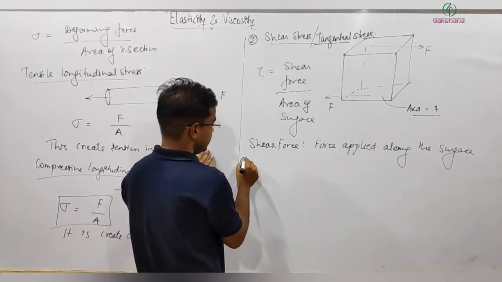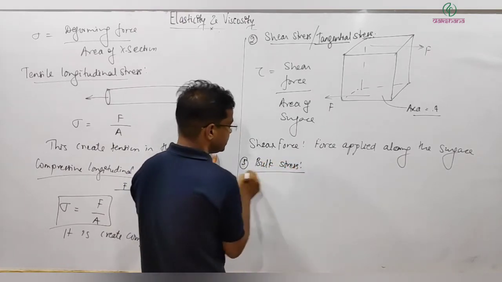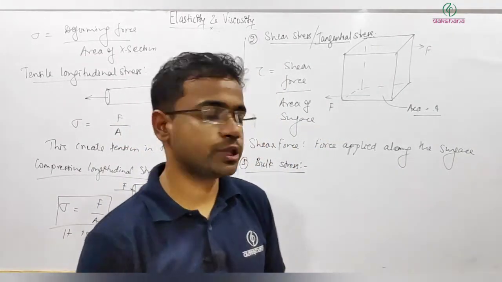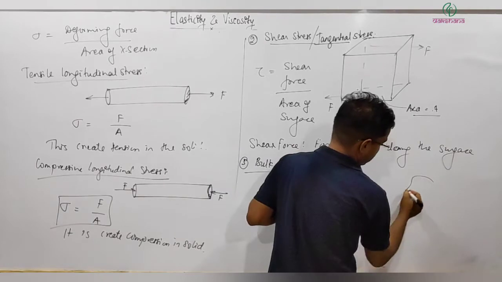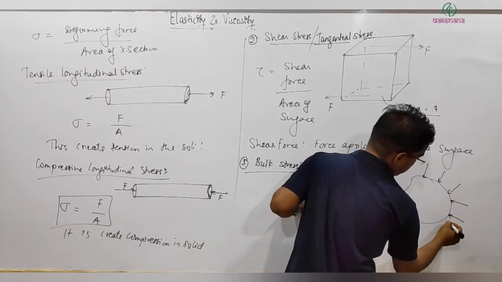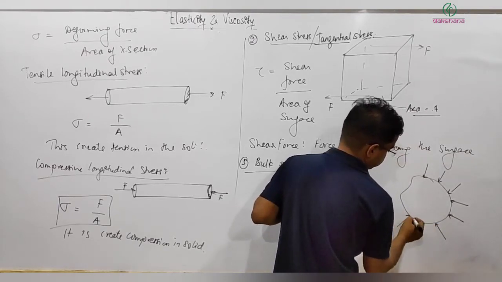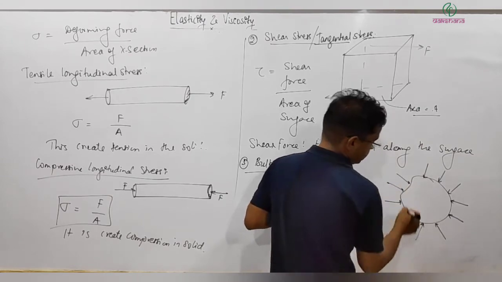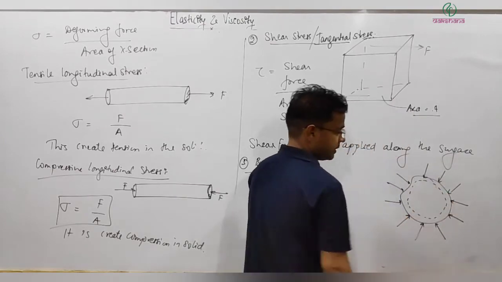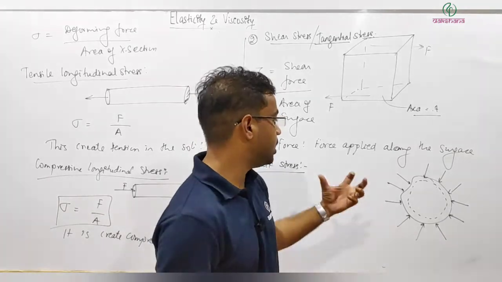And the next one is bulk stress. It's a little bit different. Now here what is happening, on one face we are applying some force. So on a solid, if force is applied from all sides, normal to the surface like this, the deformation will be something different here. Its complete volume will be getting compressed, or decreasing.